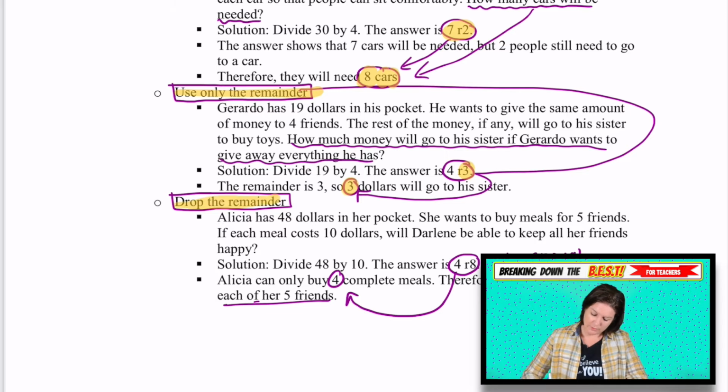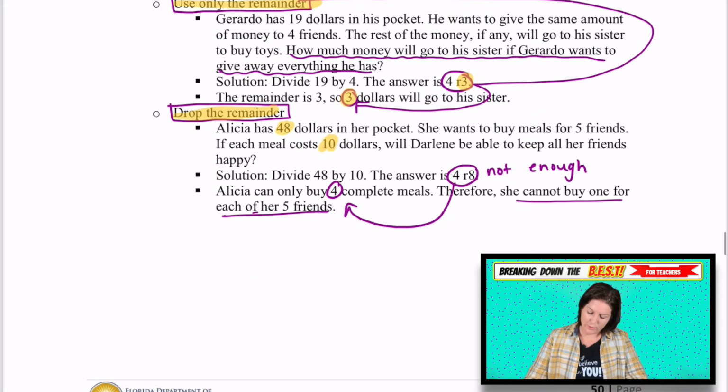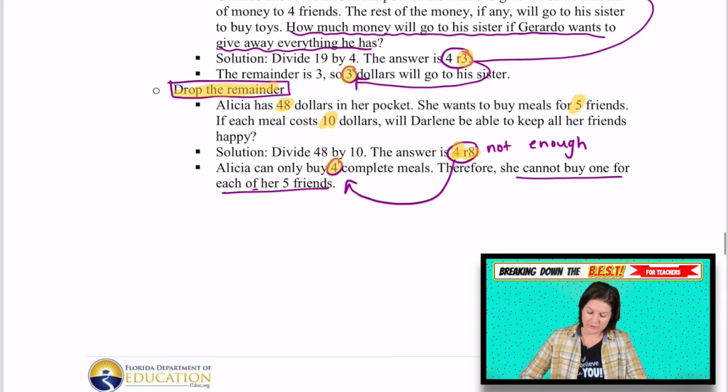Or dropping the remainder. If Alicia has $48 and wants to purchase meals that cost $10, she cannot purchase for all 5 friends, because when she divides 48 by 10, the quotient is 4 remainder 8. That's not enough, so the most amount of meals that she can purchase would be 4 meals, and that would be dropping the remainder there.